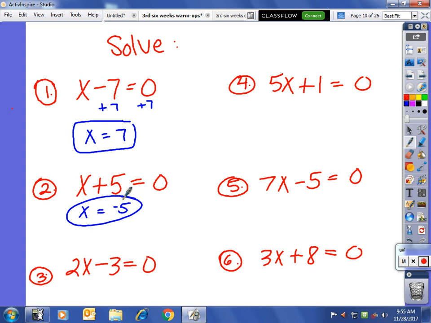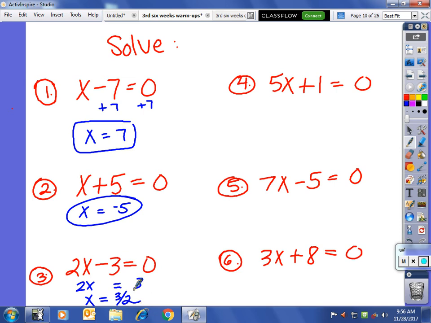Now, 3 is a little bit more complicated. 3 is actually 2 steps. But you solve it just like you do any other equation by doing inverse operations. You got to make that negative 3 go away. How do you get rid of a negative 3? Add 3. So my new equation is now going to be 2x equals positive 3. And then divide by what? Divide by 2. So x would equal 3 over 2. Or 1.5 if you're a decimal person.